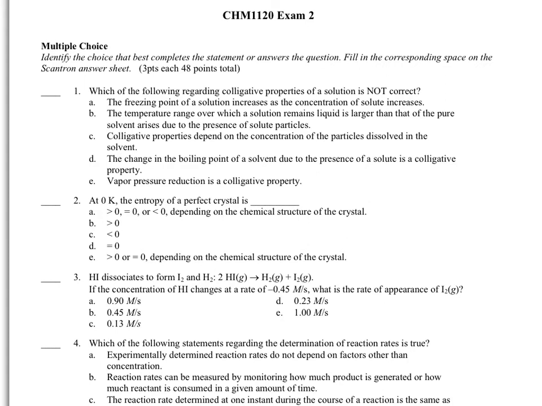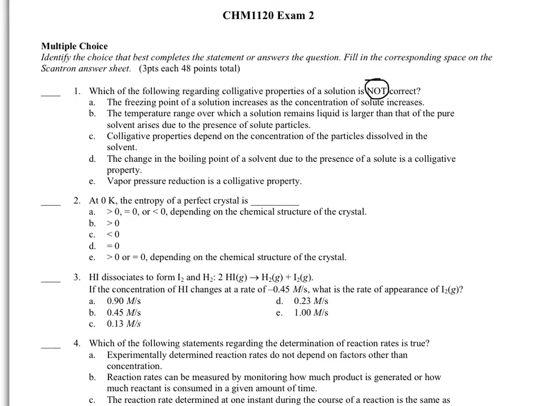All right, here we are again, going over exam number 2. This is one version of the exam. This is question 1. If you have the other version of the exam, it's question number 5. Which of the following regarding colligative properties of a solution is not correct? And so the key word we're looking for here is not.